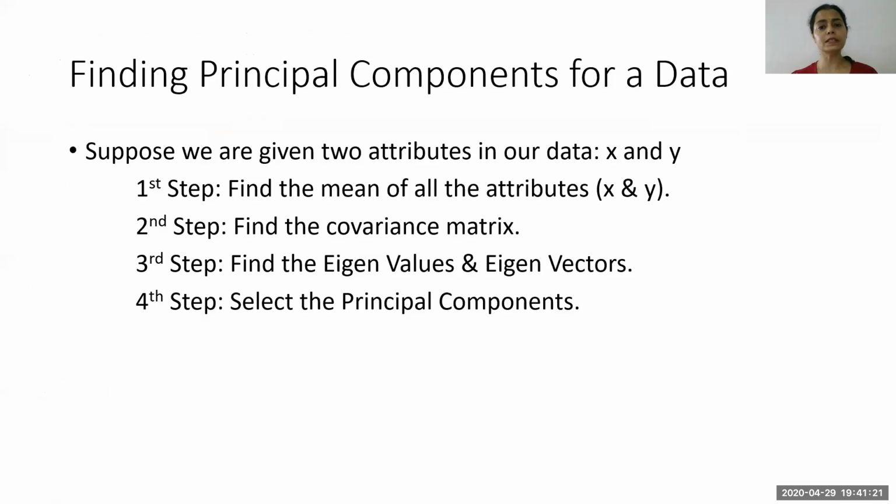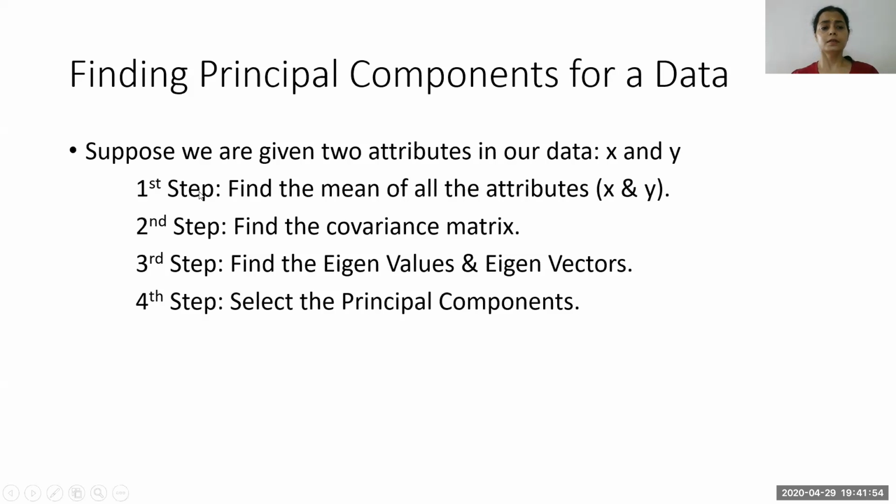Now, there are 4 steps to finding principal components of a data. Principal components for a data are those components which affect your data or the prediction of your model the maximum. Those are the principal components, and it is these components that we need to retain, and we can do away with the rest of the components of the data. Now, how to solve this problem of finding principal components for a data?